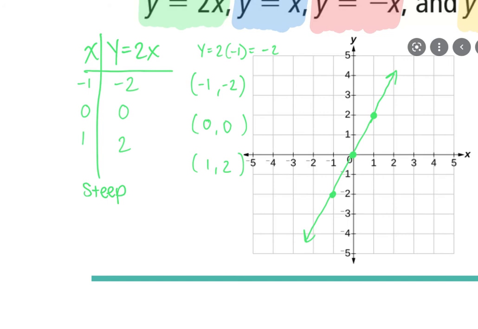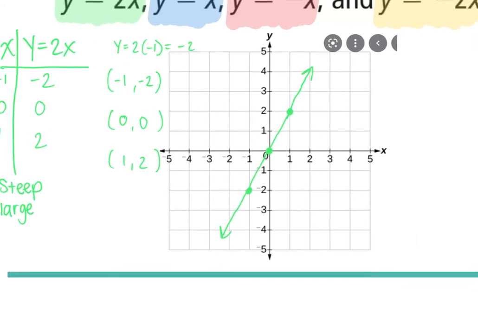And steep means that it's going to be a large slope or a small slope. Jonathan? Large. Large, okay? So we know our answer should be large, relative to what slope is, right? Normal slope is a slope of 1. So anything bigger than 1 we'll consider large. Anything smaller than 1 we'll consider small. All right, so let's take a look.